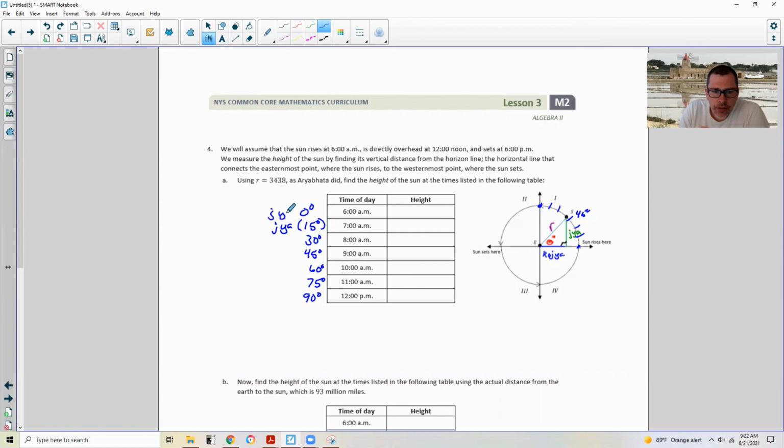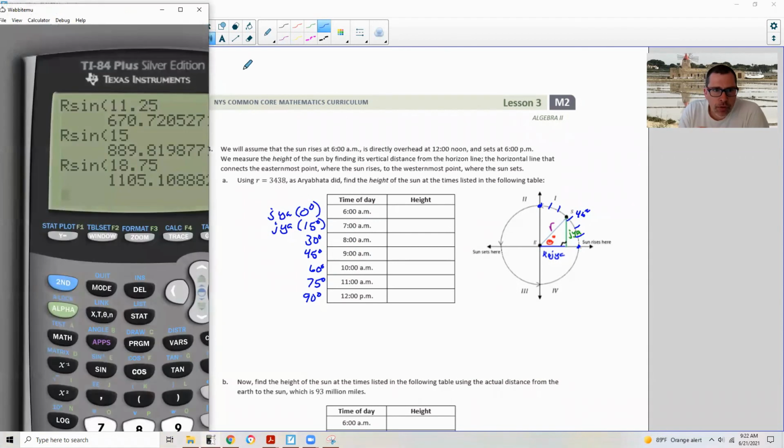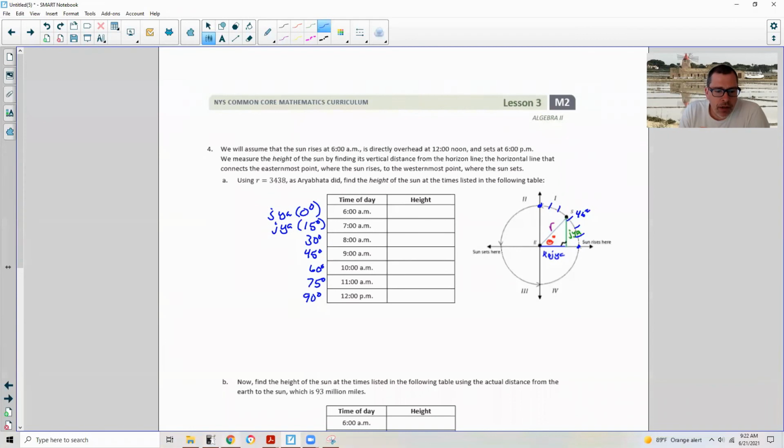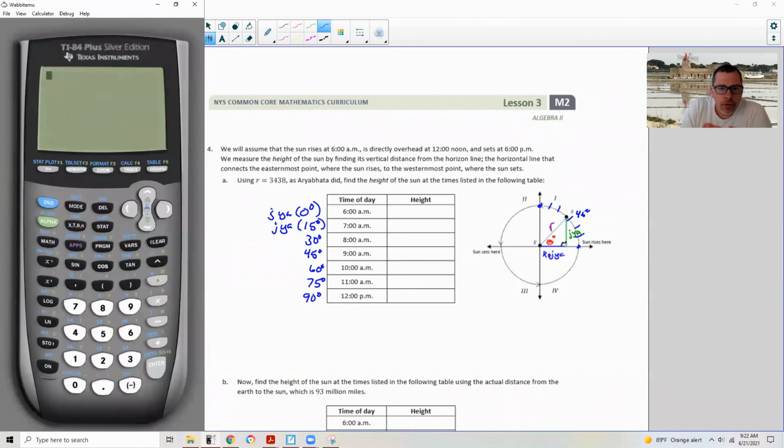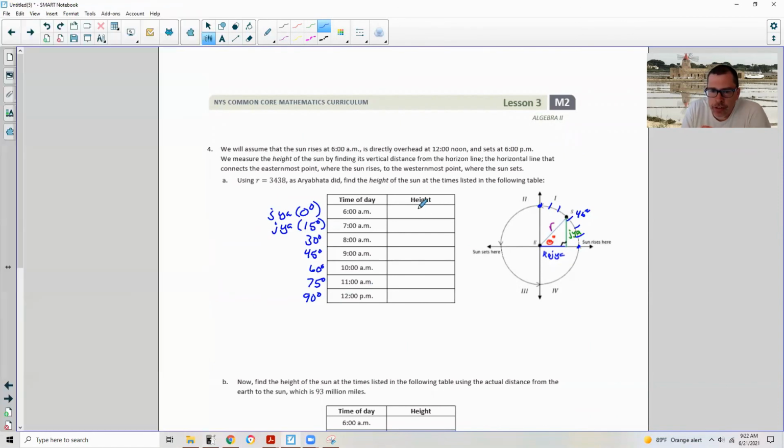Ja, 0 degrees, and so on. All right, so we're going to calculate those. So remember, ja is the same as r sine. So sine of 0 is 0. So the height of the sun is 0 degrees, or 0 feet in this case.